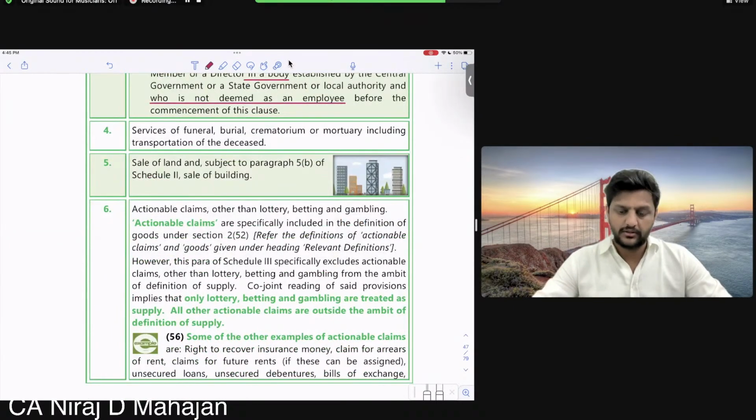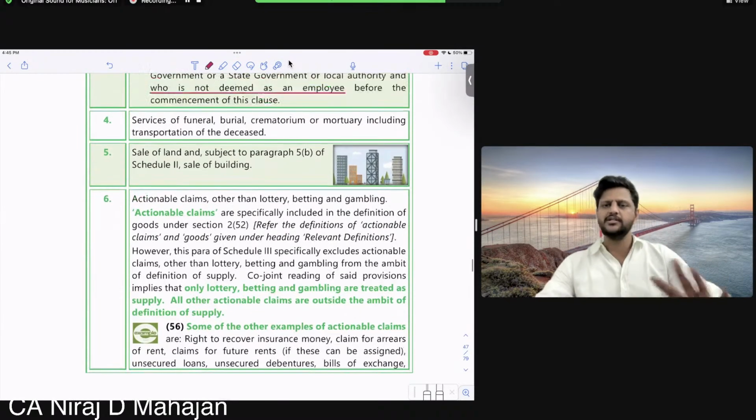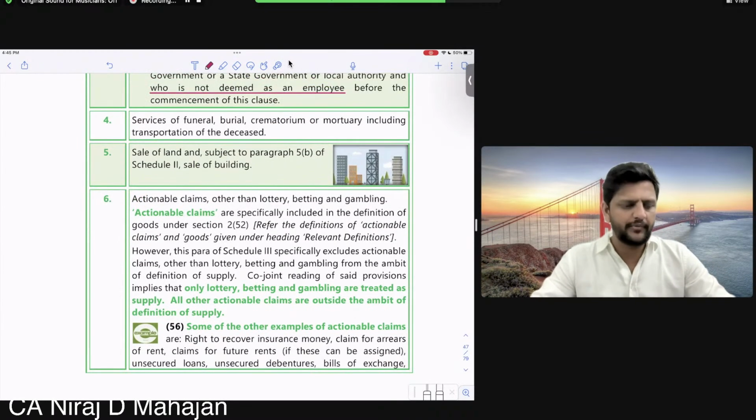Service of funeral, burial, crematorium or mortuary, including transportation of the deceased from hospital to home or directly wherever the cremation is done. Again, bachcho, on this GST is not applicable once you are dead. I mean, you have to be dead, so GST is not applicable, okay.